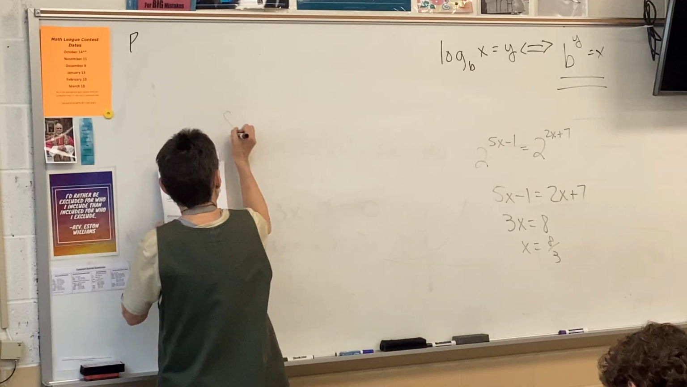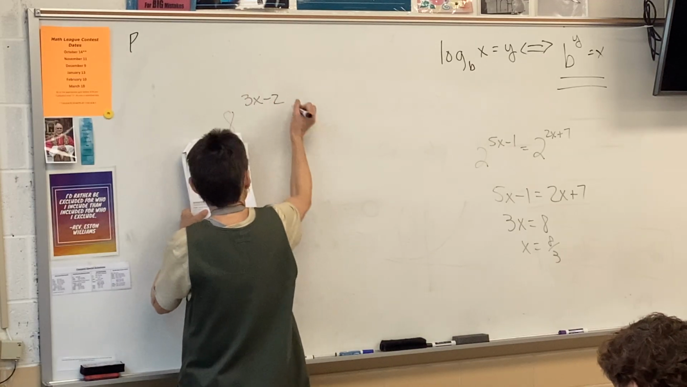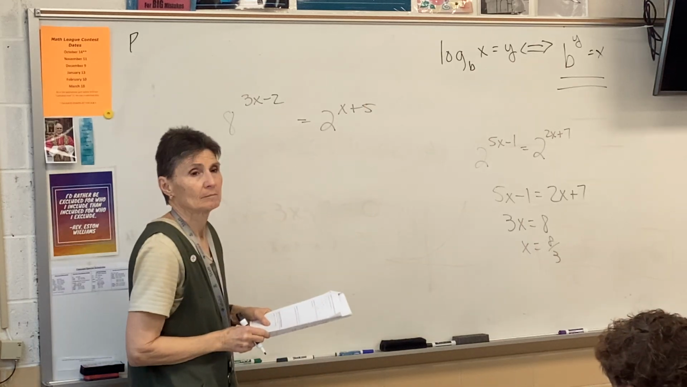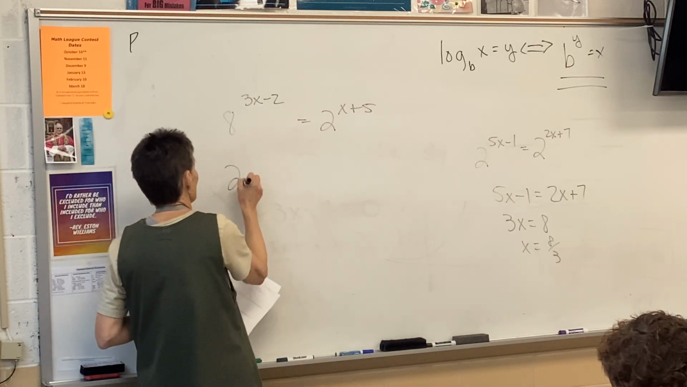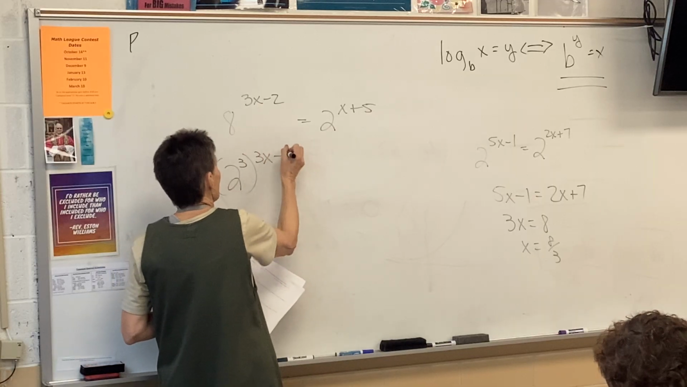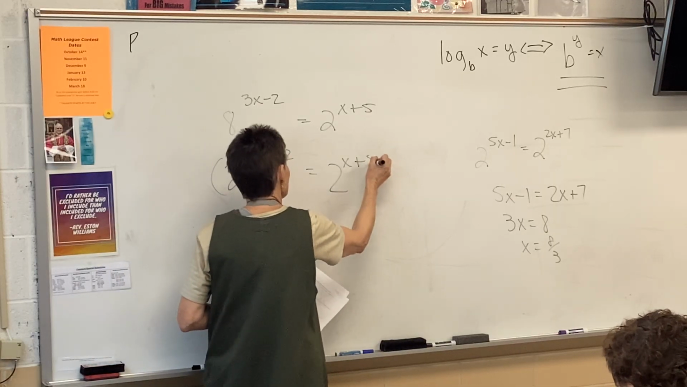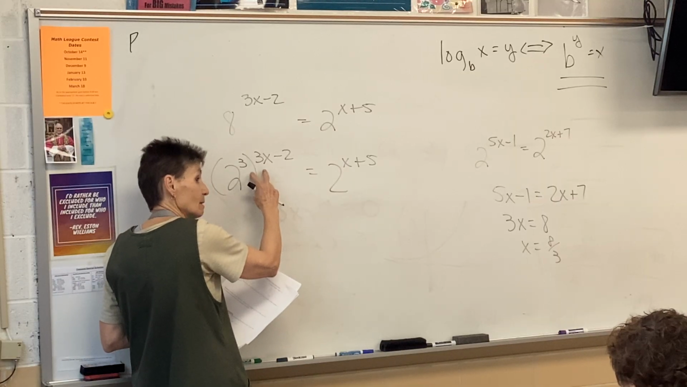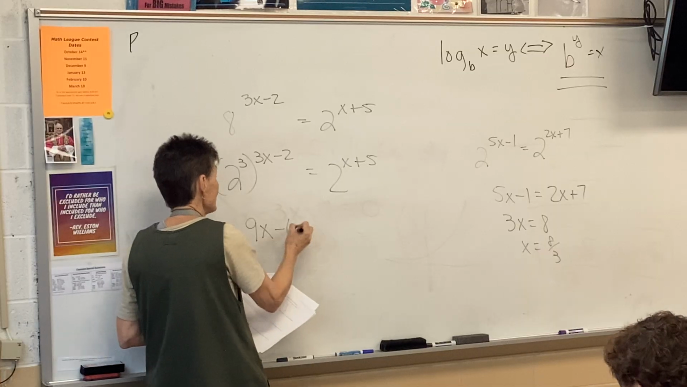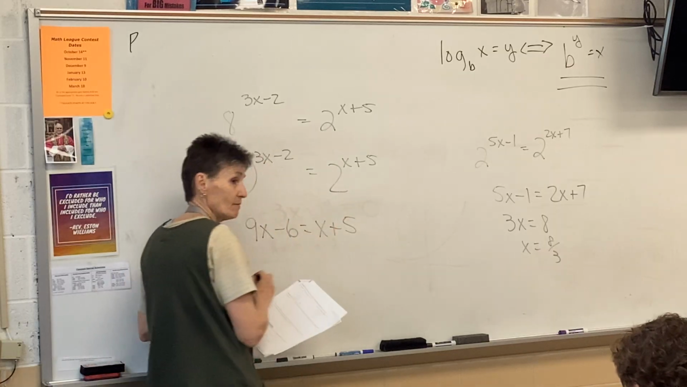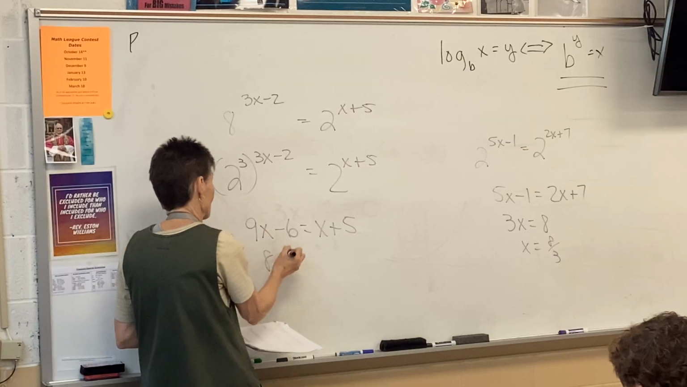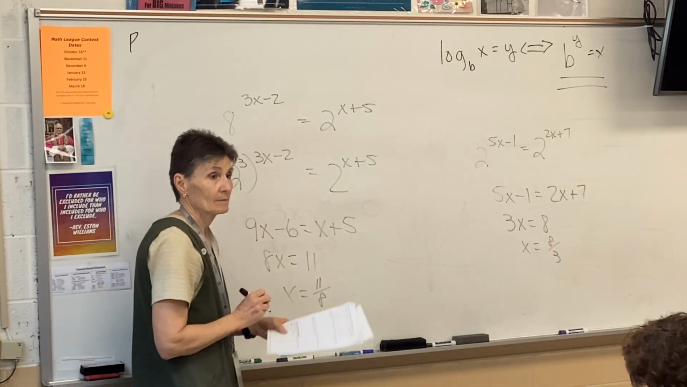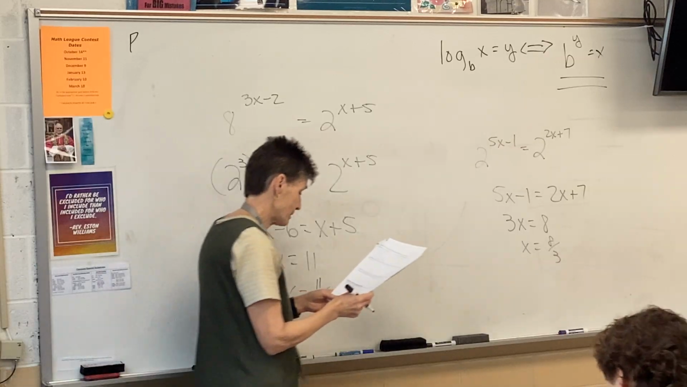We got an 8 and we have a 2. What do we know about 8? 2 to the third. And then what do we do with this double exponent here? We talked about it very first at the beginning of the period. Multiply. So 9x minus 6 equals x plus 5. Did you get 11 eighths? Beautiful. All right, let's do C and D.